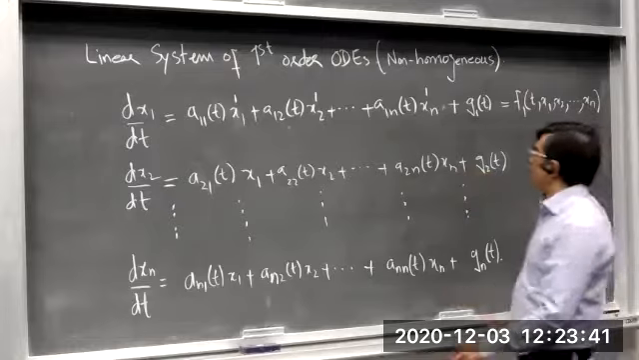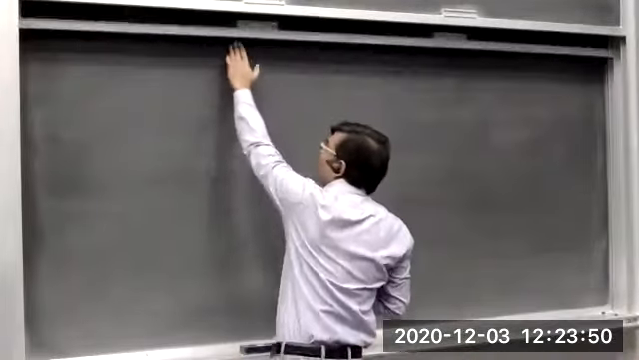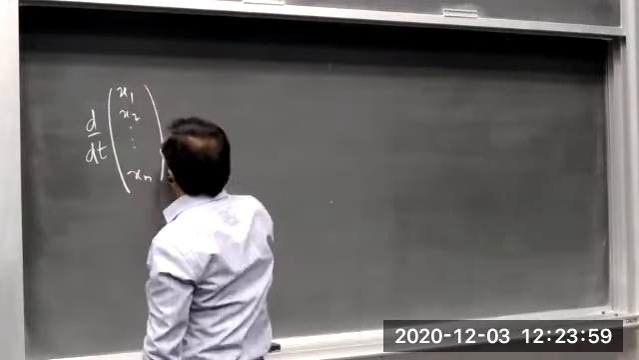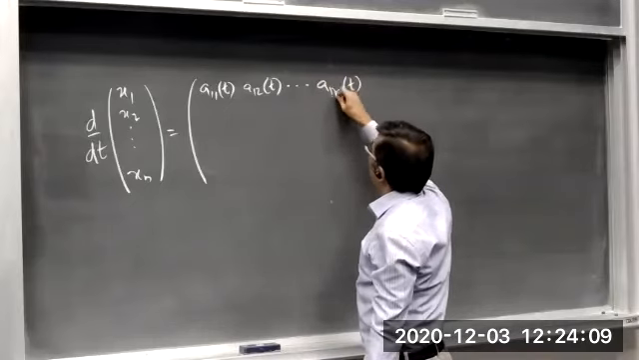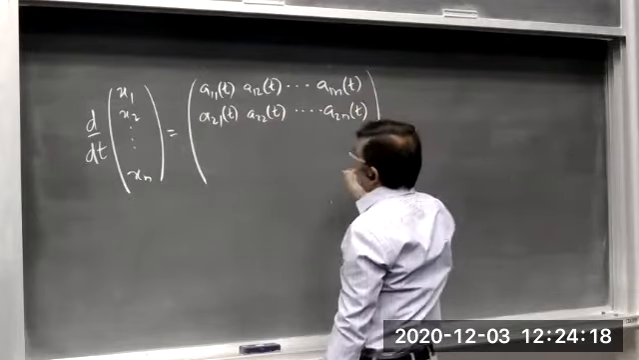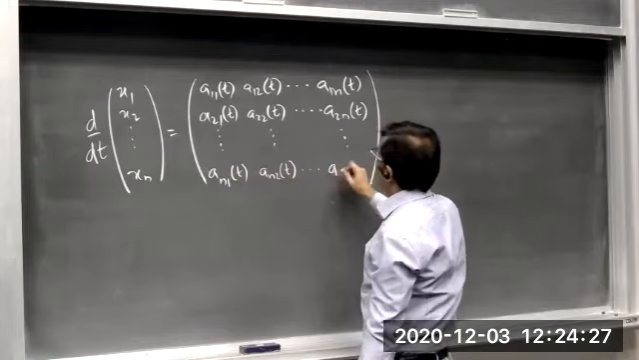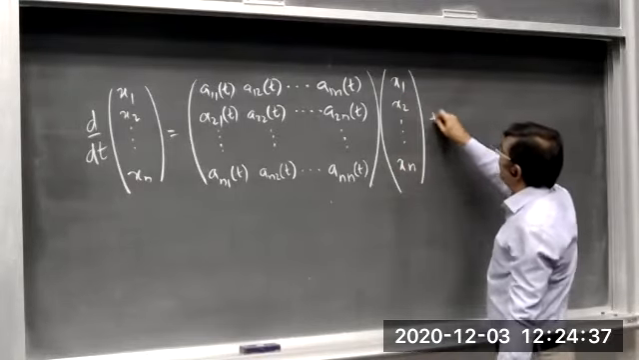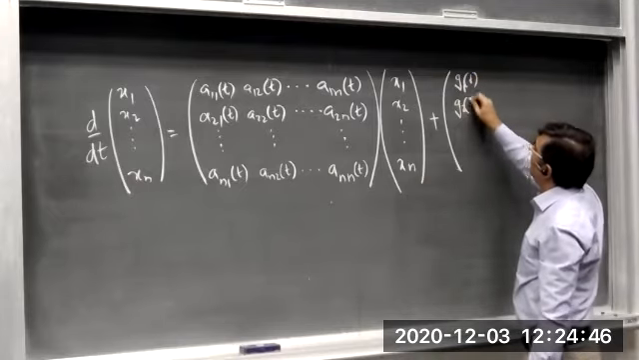Now if we call this a G vector, we can write this whole system in matrix form by writing d by dt of x1, x2, so on, xn is equal to a matrix with rows A11 of t, A12 of t, so on, A1n of t; A21 of t, A22 of t, so on, A2n of t; and so on, up to An1 of t, An2 of t, and the last one Ann of t, times x1 of t, x2 of t, so on, xn of t, plus a vector which doesn't involve the dependent variables, which we call g1 of t, g2 of t.